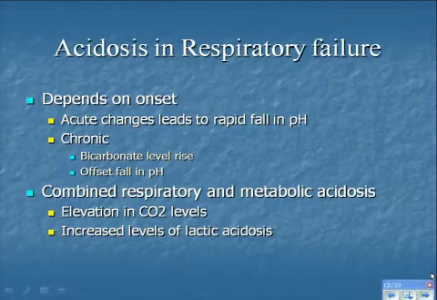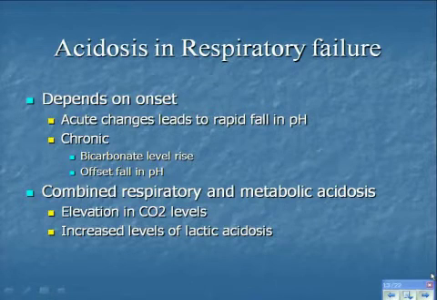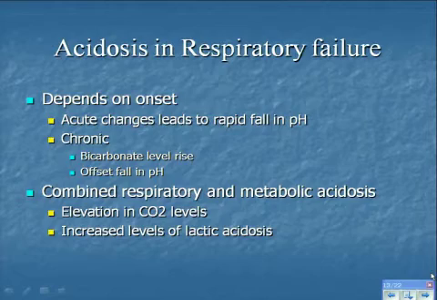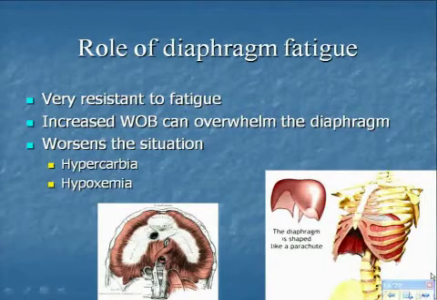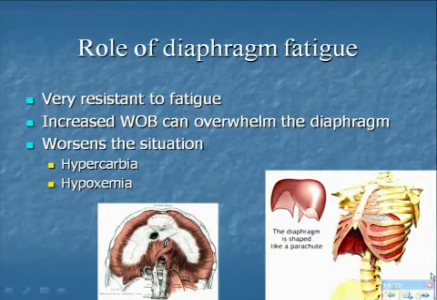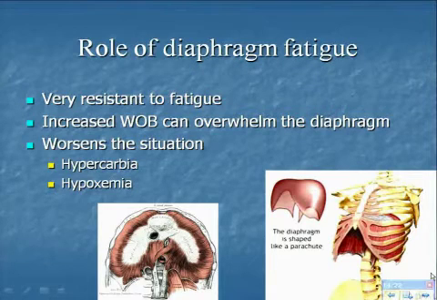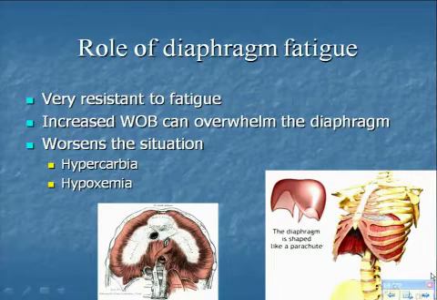Combination respiratory metabolic acidosis, of course, is a bad thing. You'll see an elevation in CO2 levels and increased levels of lactic acid in that situation. The diaphragm is pretty important for controlling the ventilation in these individuals and everybody basically. 90% or 99% of the workload is done by the diaphragm. So if you increase the workload too much, the diaphragm will fail. Okay? What makes the situation more likely is things like hypoxemia and hypercarbia.